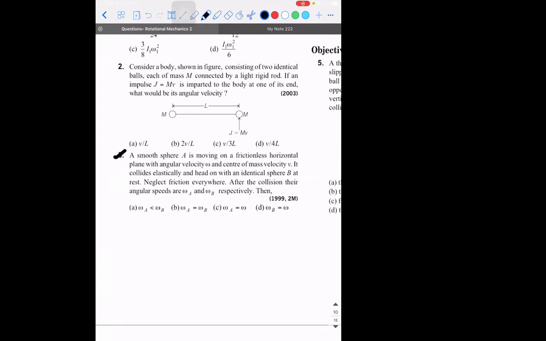A smooth sphere A is moving on a frictionless horizontal plane with an angular velocity omega and the center of mass velocity v. It collides elastically and head-on with an identical sphere B at rest. Neglect friction everywhere. After the collision, their angular speeds omega A and omega B will be how much?